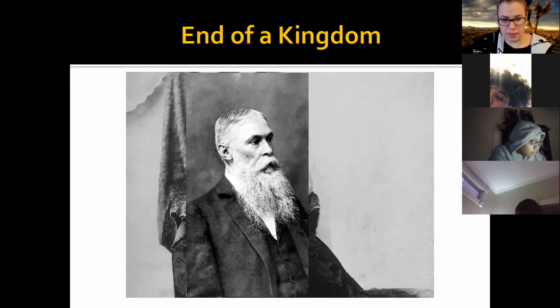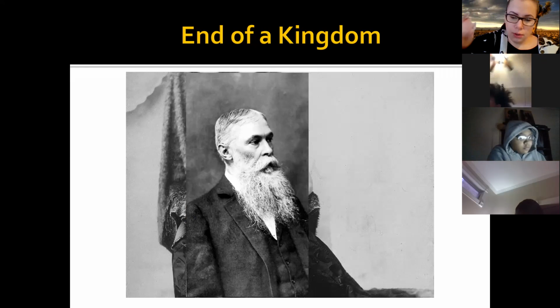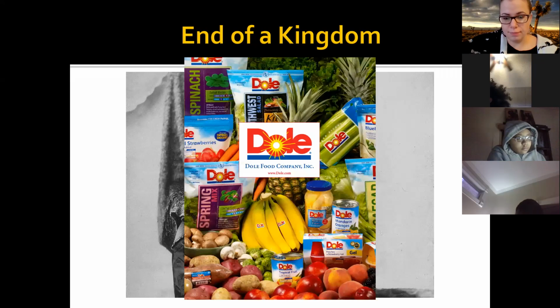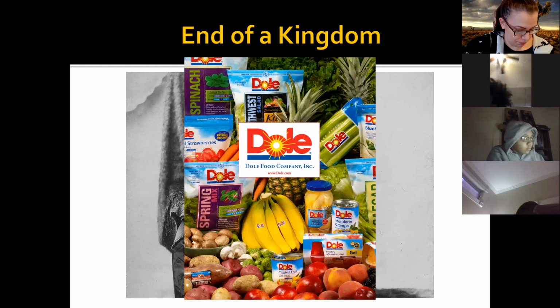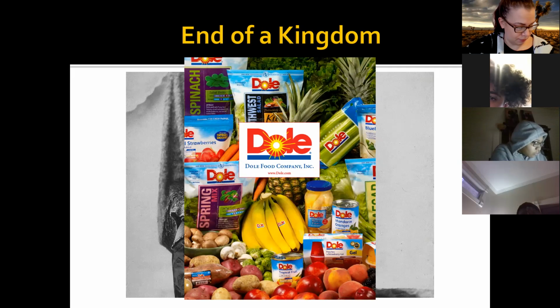The leader of this group is the man on the screen, Sanford Dole, who is cousins with the founder of the Dole Company, which I'm sure you have seen a lot of in grocery stores. In five years, Hawaii would be annexed under the guise of the United States and became the 50th state in 1959.